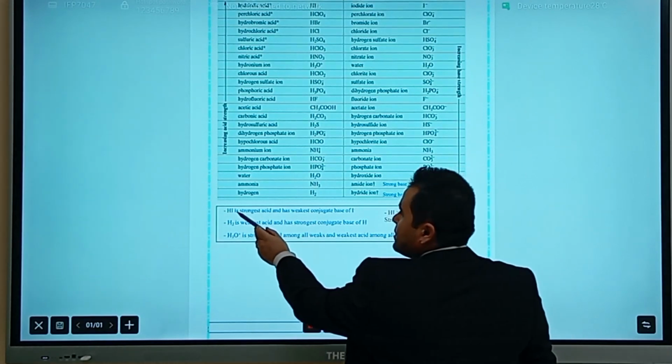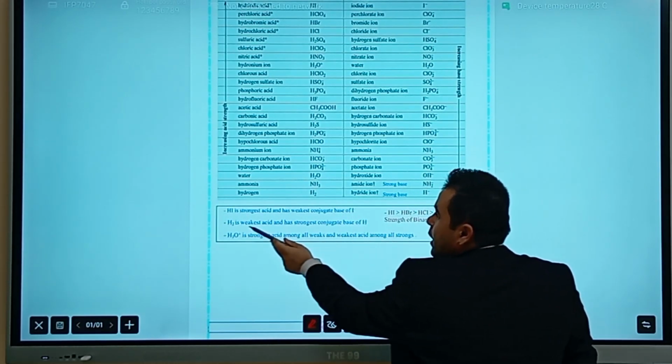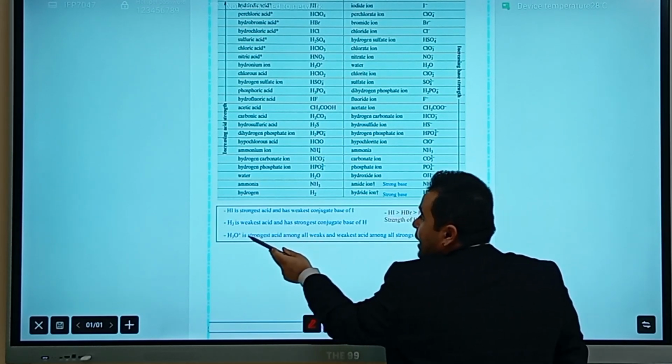So the strongest acid, HI, has the weakest conjugate base. H2 is the weakest acid.